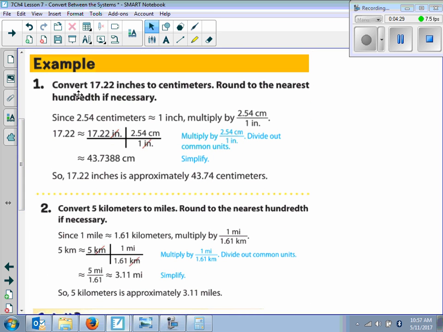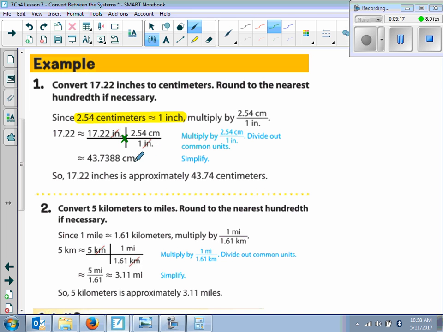So here we are converting 17.22 inches to centimeters, and we're going to round to the nearest hundredth if necessary. Okay? So looking up the conversion factor, it says that 2.54 centimeters is approximately equal to 1 inch. That is the ratio that we're going to use in our dimensional analysis to convert. So we're going to start with 17.22 inches. Now, to have inches cancel, we have to put inches on the bottom. So then you can see that inches and inches will cancel. Does everybody see that? Yeah? And now you're just going to multiply straight across.